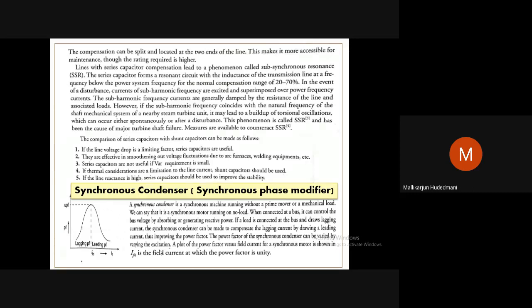But I was speaking about this. This is one of the conventional, very old techniques of compensation of reactive power, but still it is in practice. So it's a very costly mechanism. The advent of power electronics has made tremendous growth in compensating devices, but this is one of the conventional methods still there, even though it is costlier.